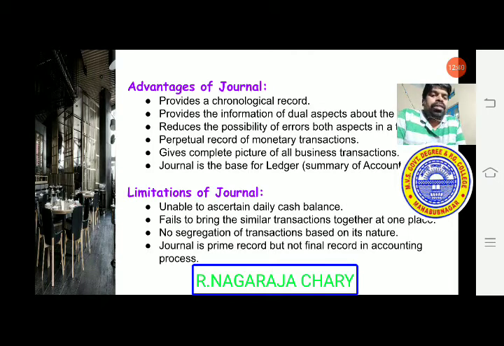Okay, right. Next, the journal is a prime record but not the final record in the accounting process. In the accounting process the journal is known as a primary record. It is not the final record. After this process only, the importance may increase. So this is not the final one, this is the primary one. These are the advantages and the limitations of the journal. I think you understood, right?